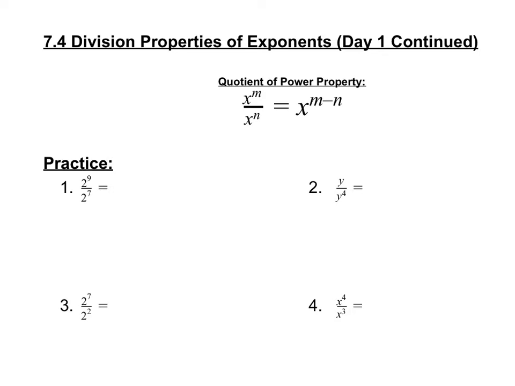All right, so first we're just gonna expand it out. So 2 to the 9th, remember, is 2 times 2 times 2 times 2 times 2 times 2 times 2 times 2 times 2, 9 times. And if we're dividing by 2 to the 7th, that's 2 times itself, 7 times.